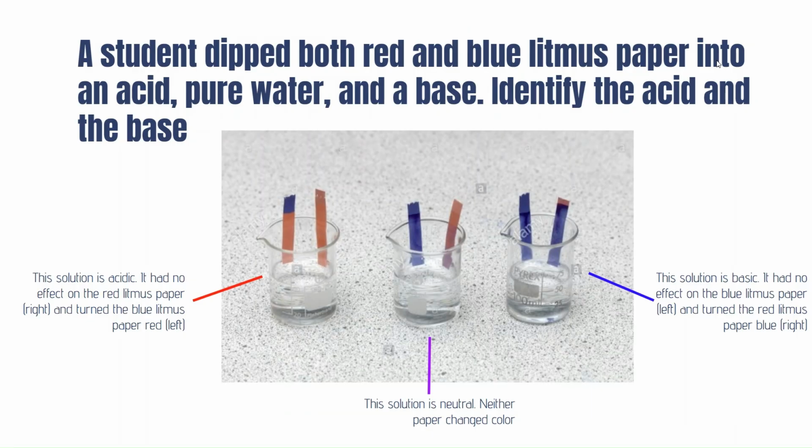My middle solution is neutral. Neither paper changed color, so that's got a pH of 7. And then my solution on the right is basic. Again, if I look at the top of the paper where it's dry, I can see what they started out as. I can see my blue litmus paper stayed blue and my red litmus paper turned blue, so that's a basic solution. B for blue, B for basic.